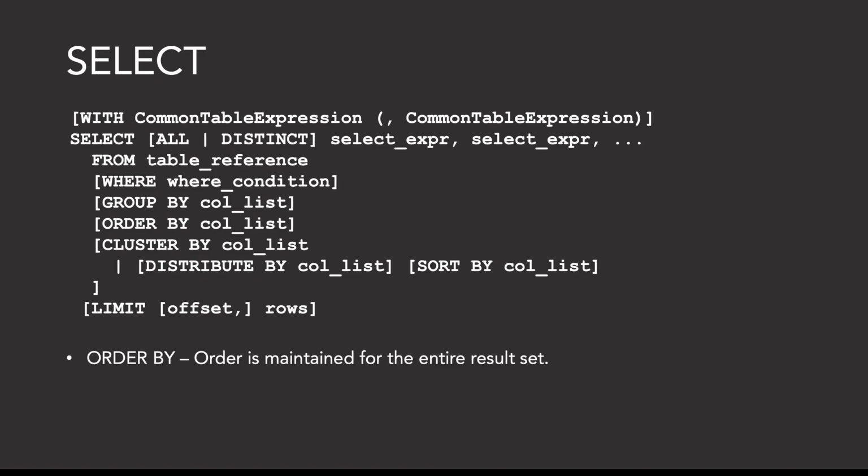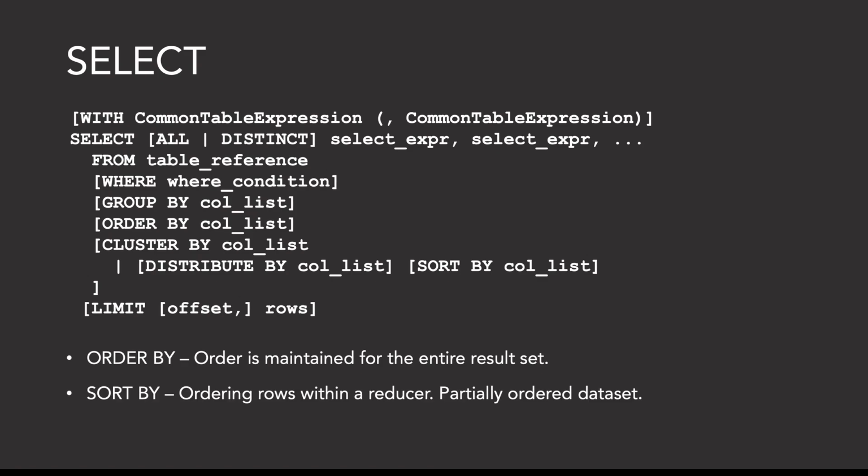There are 3 things that I wanted to mention. The first thing is order by. When you mention order by, order is maintained for the entire result set, meaning let's say you have 1 million rows in the result set. So the select statement returns 1 million rows and you mention order by. All those 1 million rows will be ordered based on the order by column.